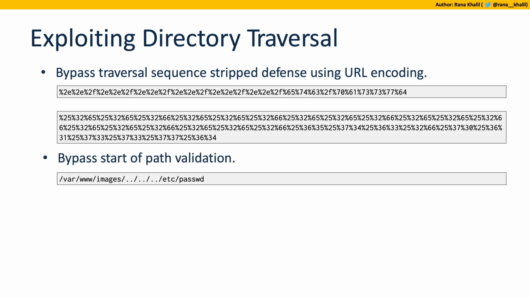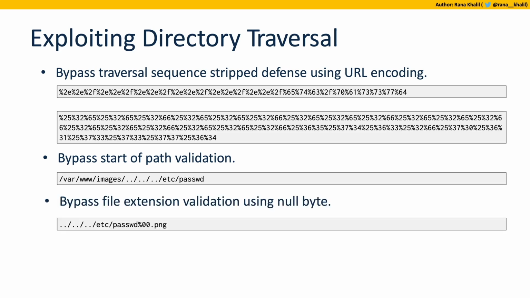Another case that I've seen is the application requiring the parameter to start with a specific path. So let's say the /var/www/images path. In that scenario, this path would be included in the parameter, so you don't really have to guess it, and the way you would exploit it is just keep the path in the parameter and then use your regular directory traversal payload to view the file.